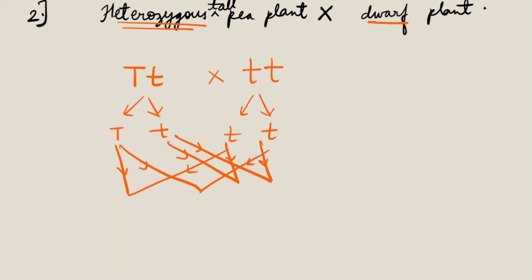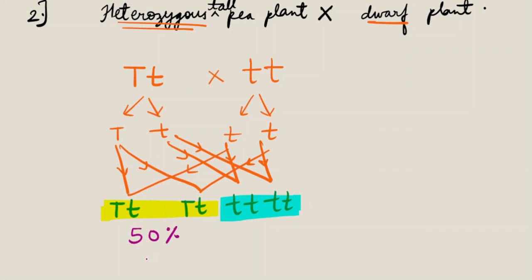So what you will get here: capital T, small t. You will again get capital T, small t. You will get small t, small t, small t, small t. So can I say that there is 50% possibility? There is how many percent possibility? 50% possibility is there to get tall plants, and another 50% possibility is there for dwarf plants.